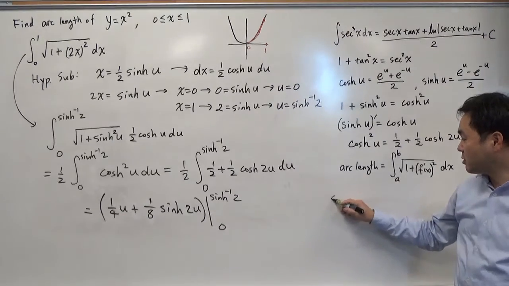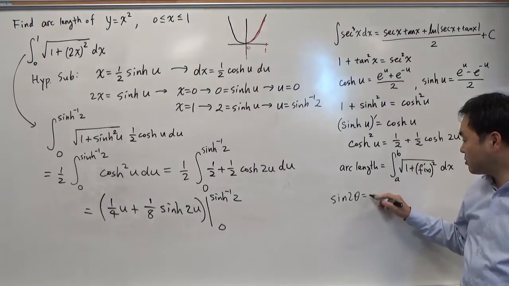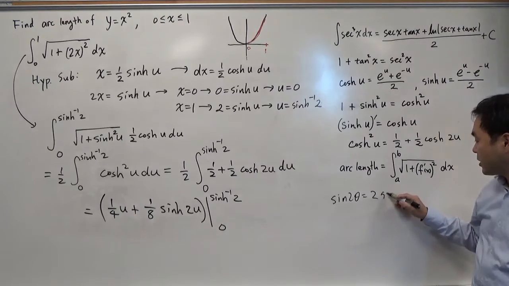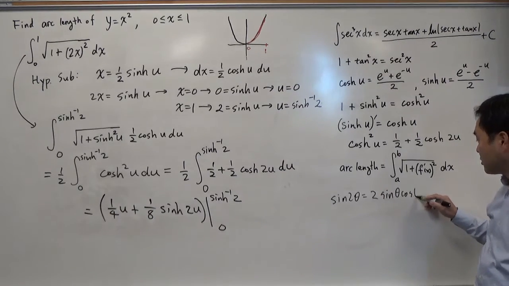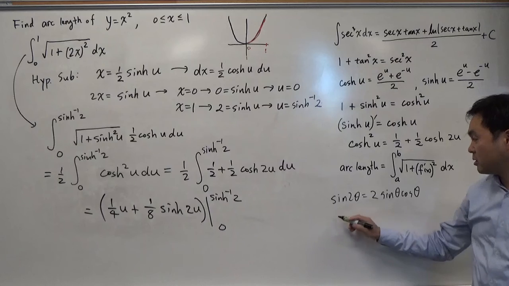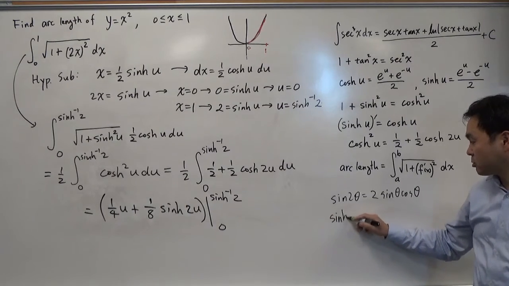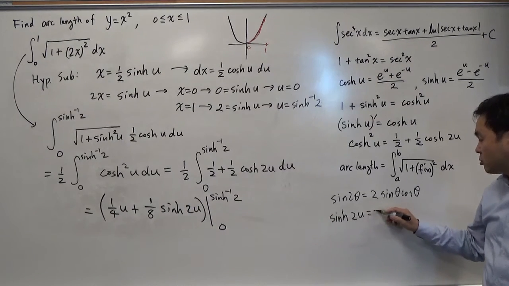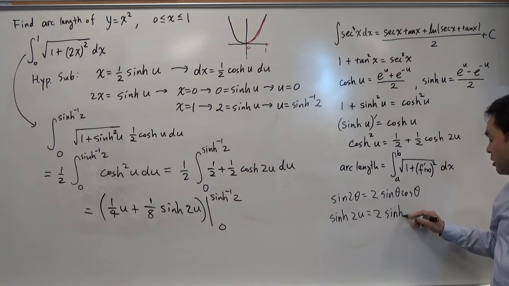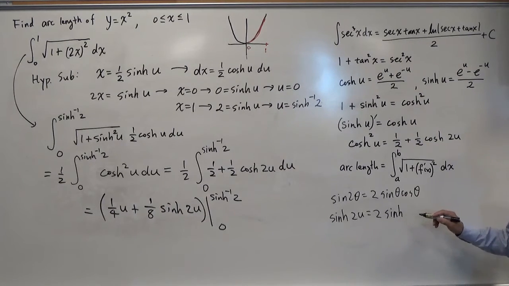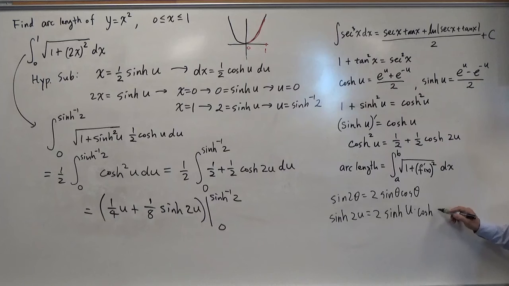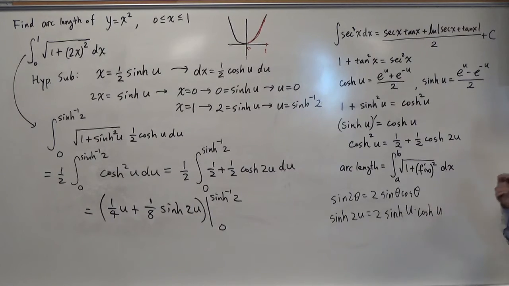And remember, sine 2 theta is 2 sine theta cosine theta, right? There's a corresponding one for the sine hyperbolic of u. So sine hyperbolic of 2u is equal to 2 times sine hyperbolic of u times cosine hyperbolic of u. Okay? So it's going to be this value.